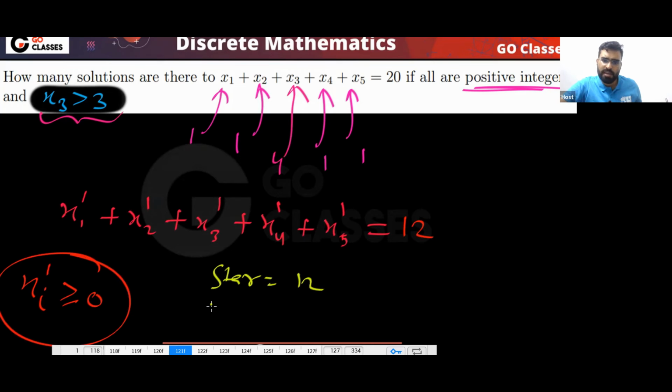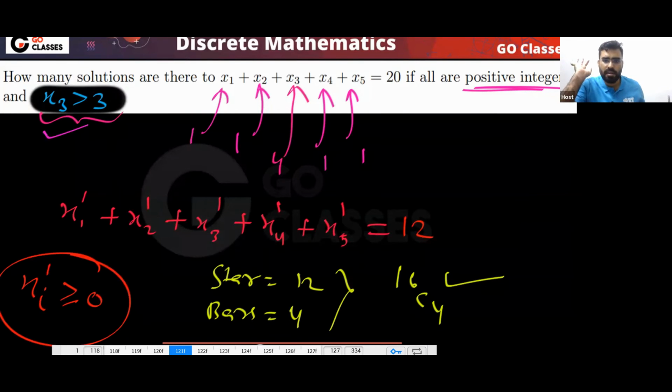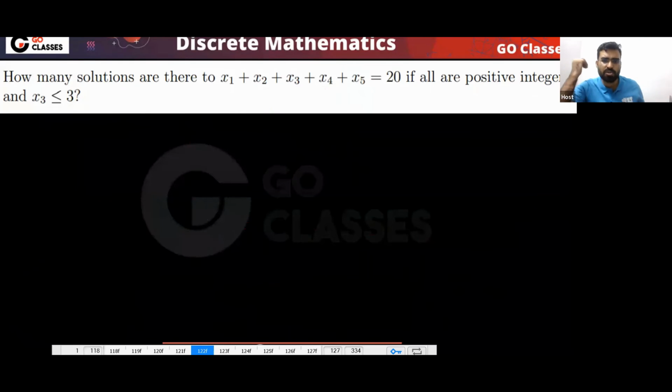You have total stars and total bars. Okay, 4. So the answer will be 16C4. Very simple. Now, if you have x3 greater than or equal to 3, you can handle that. But if x3 is less than or equal to 3, how to handle it? All are positive integers. How to handle this?